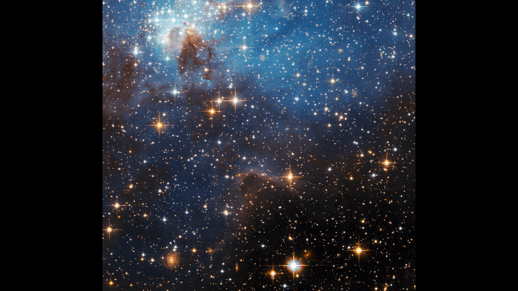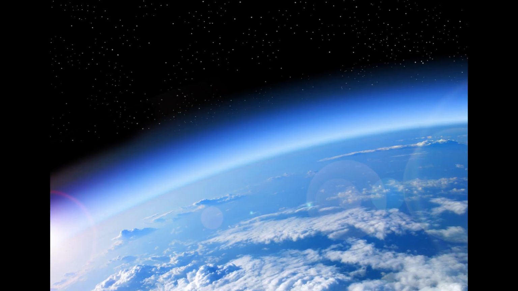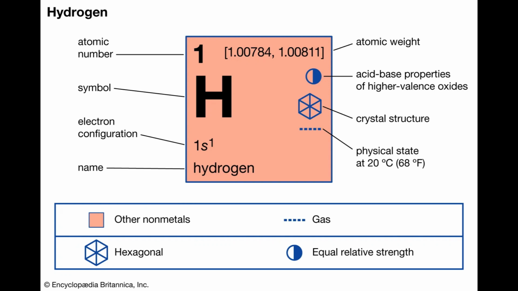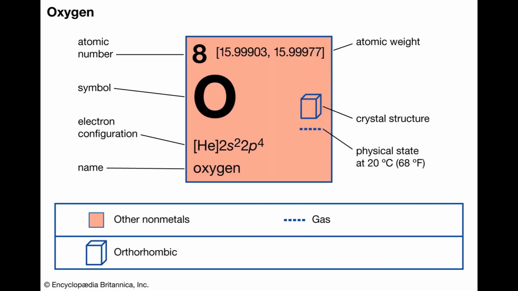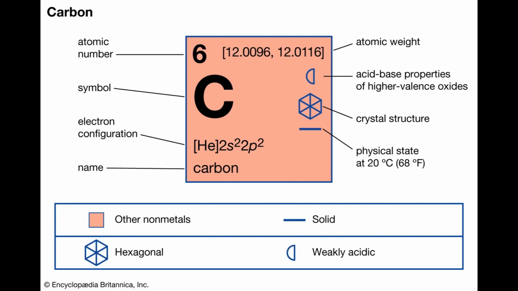Now, we often think of space as a vacuum. However, it isn't completely empty, with an average density of 100,000 atoms per cubic meter. For comparison, in Earth's atmosphere at sea level, there's roughly 5.4 times 10 to the 22nd atoms per cubic meter. The most abundant element in the universe is hydrogen at 73% and helium at 24%. The third most abundant element is oxygen at 1.04%, followed by carbon at 0.46%.